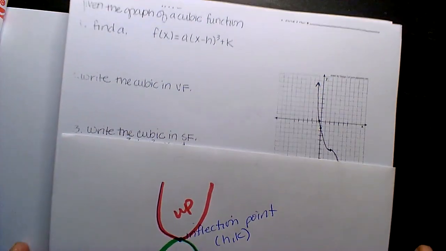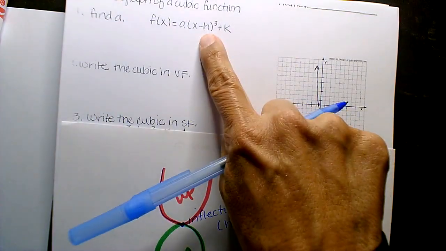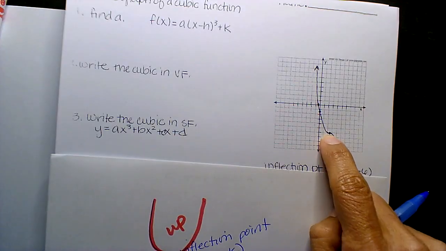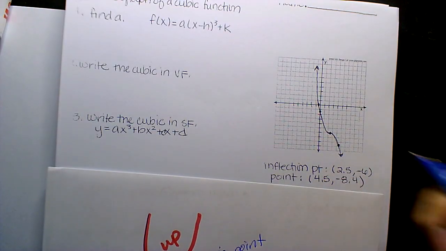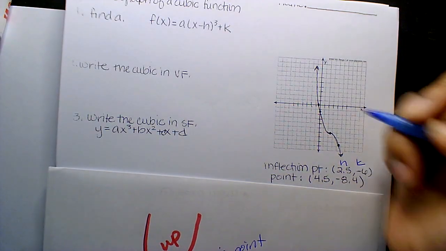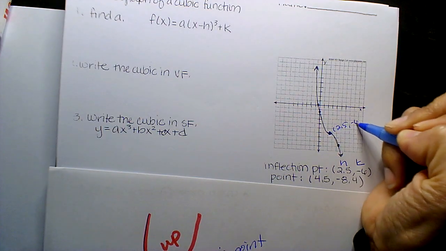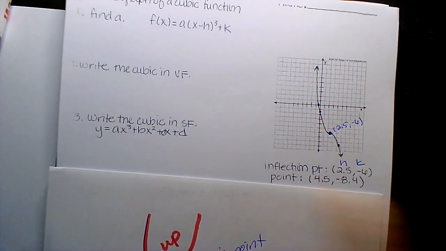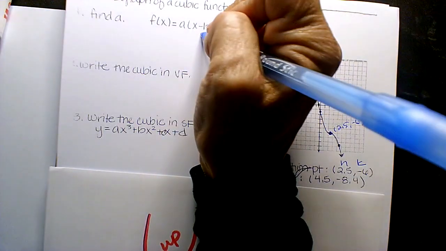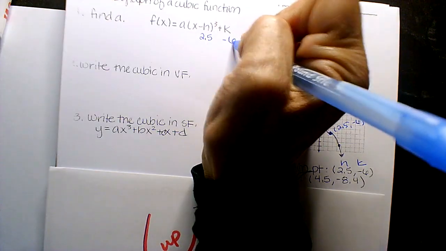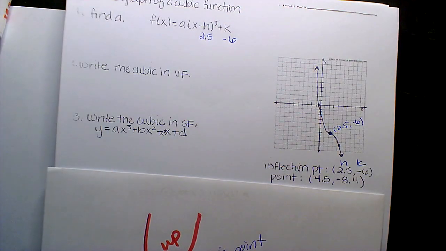So here's my HK. This is that inflection point. Here's your HK. So this point is 2.5, negative 6. That's your HK, which will go right, 2.5, negative 6.